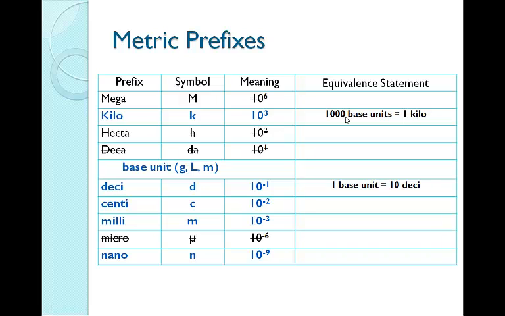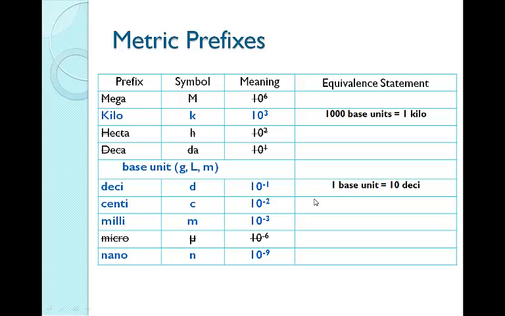Deci, you may have heard of the decimal. Hopefully you have by now. A decimal is the 10th place in a number. And that's because deci means 1/10 of the base unit. So it takes 10 whatevers to make one whatever. So it takes 10 decimeters to make 1 meter. It takes 10 deciliters to make 1 liter. It takes 10 decigrams to make 1 gram.